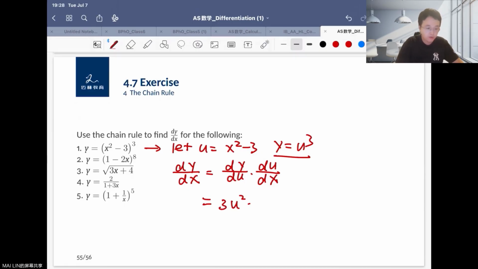And for du over dx, because we knew that u equals x squared minus 3, x squared's differentiation is 2x. First, we move the power in front of it, and then power minus 1, right? So that is 2x, so it's 2x times 3u squared. But we knew that u is not our final answer, so we have to make sure that u becomes x. So we put u equals x squared minus 3 into it. That is 6x times (x squared minus 3) squared. Okay, that is for the first problem.